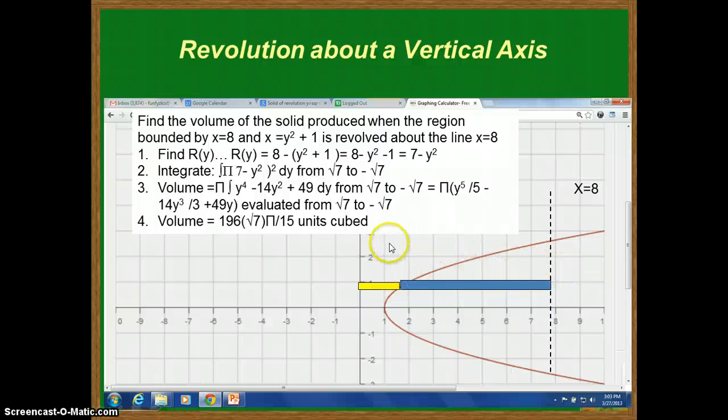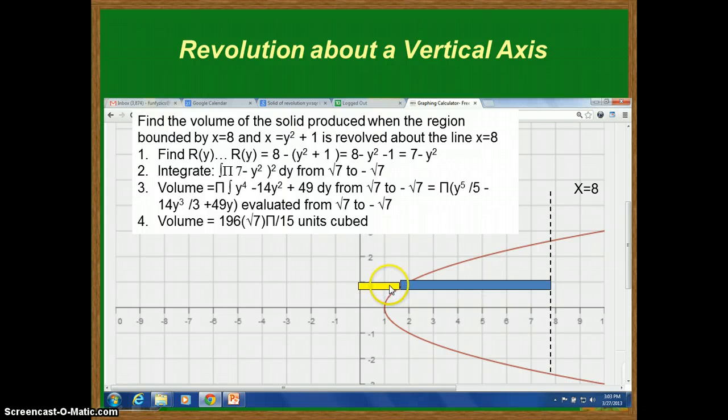If I'm just taking this whole rectangle and I revolve it around the line x equals 8, then wouldn't the radius be 8? That would be the blue plus the yellow rectangle. So that's what I start out with. What I really want is this blue rectangle. What do I need to subtract from 8 to get that blue rectangle? Well, I need to subtract this little yellow rectangle. And believe it or not, that is the function value of x equals y squared plus 1.